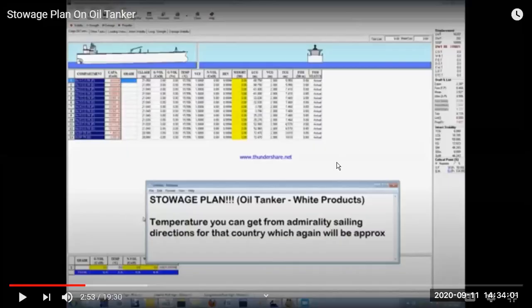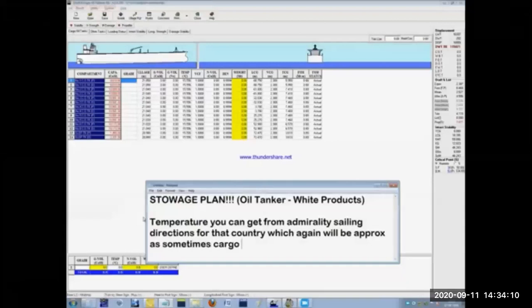Then temperature is very important, and you can get the temperature from the administrative direction of that country at that time, which is approximate. Take the higher temperature so that you don't have any loss or misdeclaration of cargo.